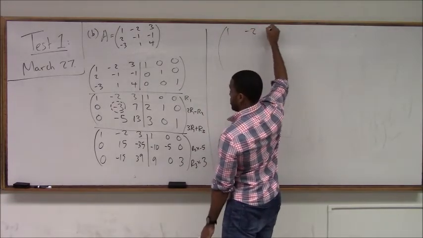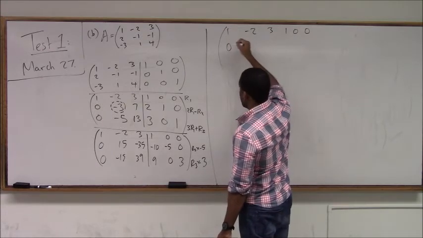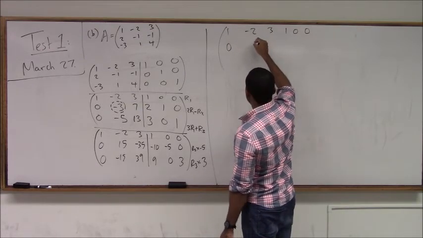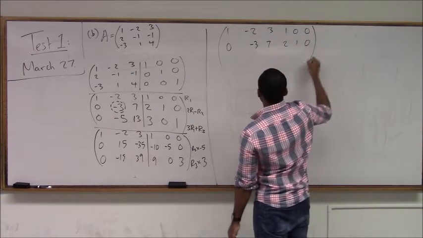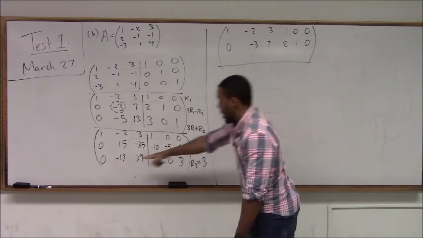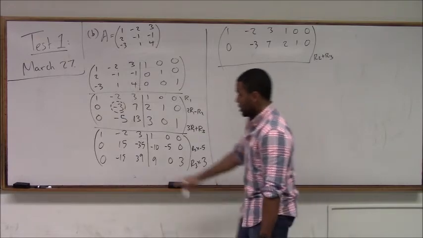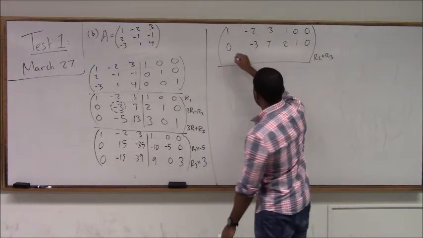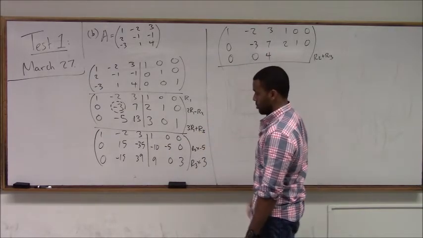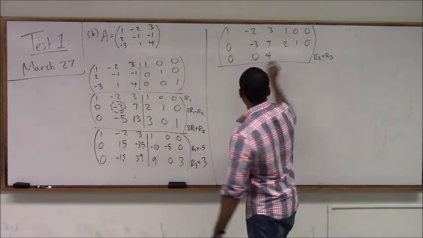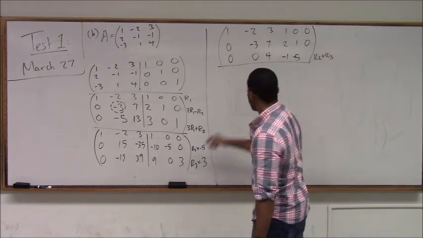So it's 1, minus 2, 3, 1, 0, 0. So this is 1, and I'll keep that back because I'm going to change the third row. Now I want to change the third row by just adding row 2 and row 3 from the previous one. So this plus this is 0, this plus that is 0. This plus that is 4. This plus that is minus 1. This plus that is minus 5. This plus that is 3.